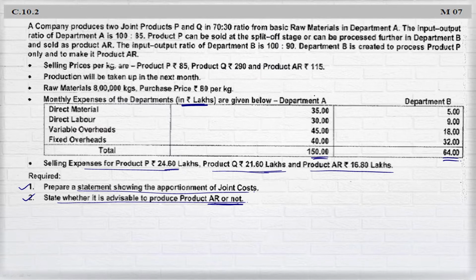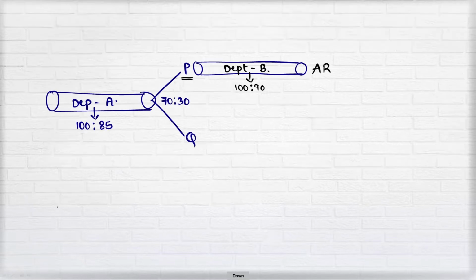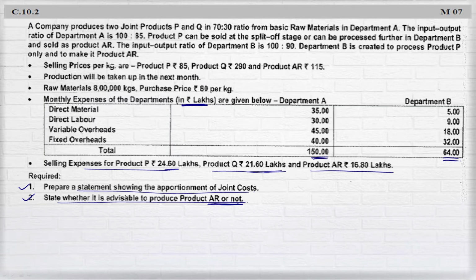Department B is created to process product P only and to make product AR. So this is directly related. Department B only converts P to AR, that's it. It does not use anything for Q. It is not used in processing Q.